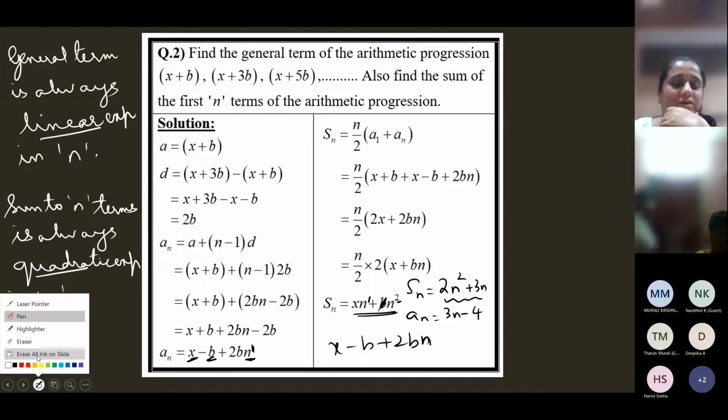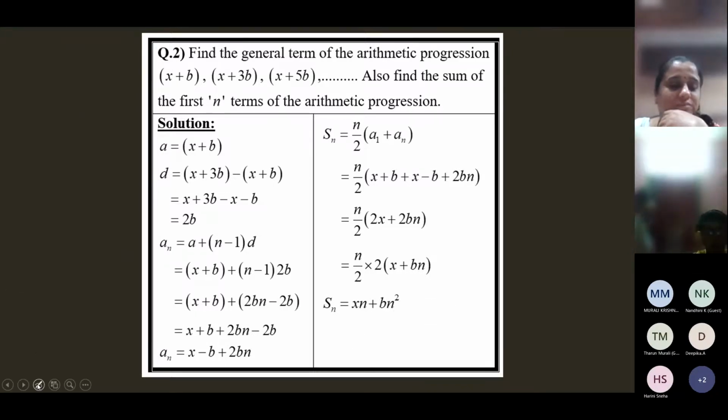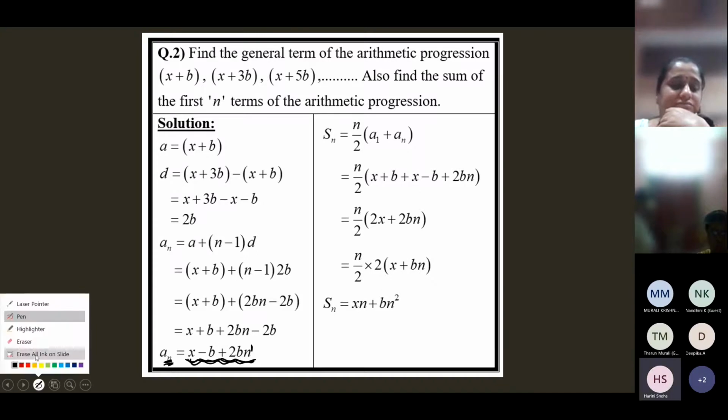Yes, ma'am. Okay. Now see here, look at this expression for an. Our variable is n. X, b are not the variables. Our variable here is n. What is the power of n? 1. If the power is 1, it's linear. So you can see that the expression for an is a linear expression in the variable n. Am I clear? Yes, ma'am.